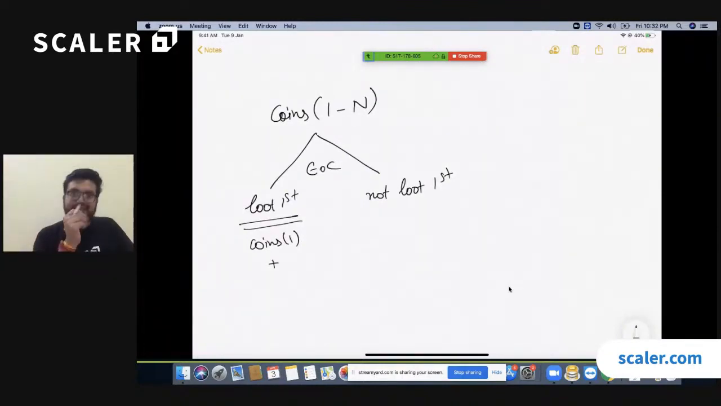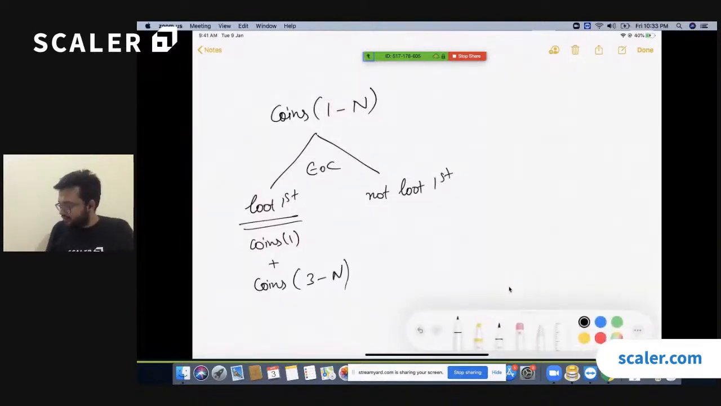Earlier the problem was to get the maximum loot from first to nth house. I have chosen to loot the first house. My problem reduces to a smaller problem. What does it reduce to? There is nothing left to loot in the first house. Just because I have looted the first house, I can no longer loot the second house. So my problem reduces to finding the best answer from looting coins 3 to n.